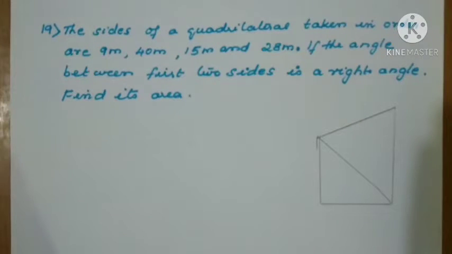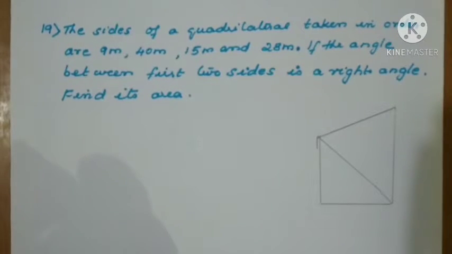Now we have completed 18 questions from sample paper 5. Now we are going to do the 19th one. The sides of the quadrilateral taken in order are 9 meter, 40 meter, 15 meter, 28 meter. If the angle between the first two sides is a right angle, find its area.